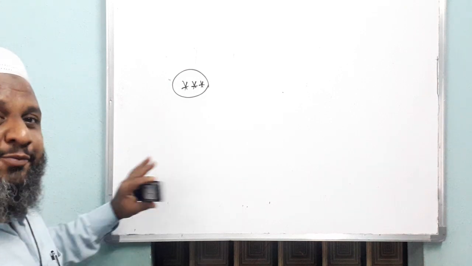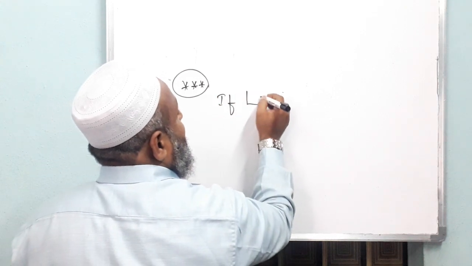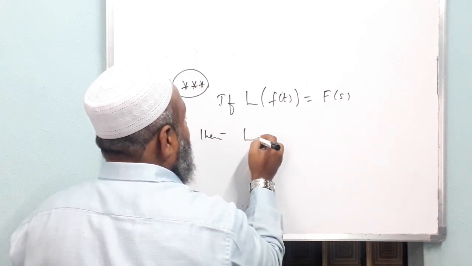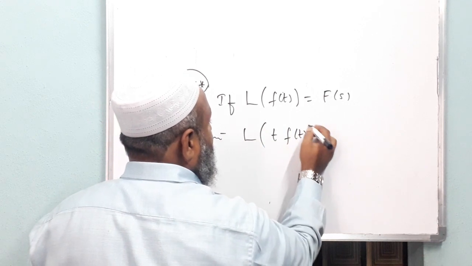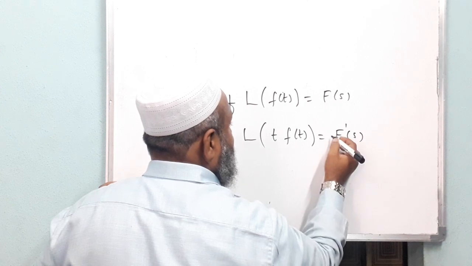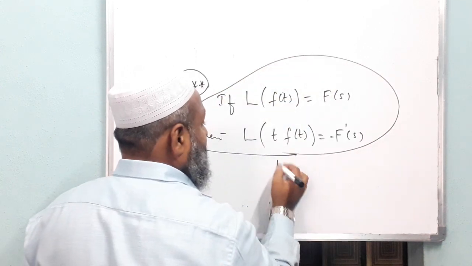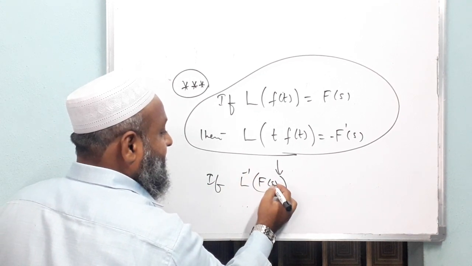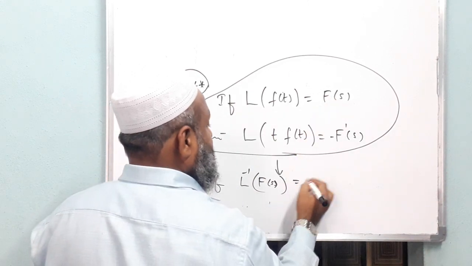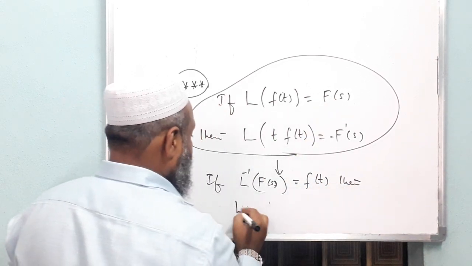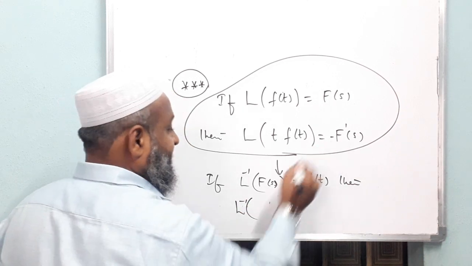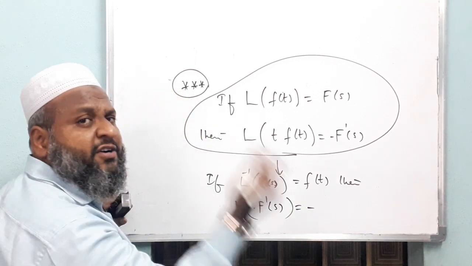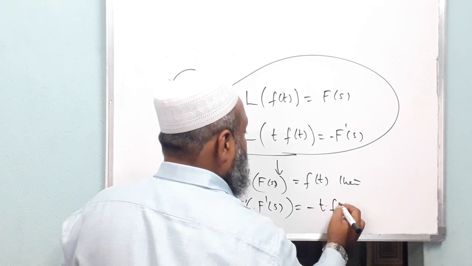Now a very important point to be noted: if L of f of t is F of s, then L of t into f of t is equal to minus F dash of s. Now if we read this concept in inverse transforms, then if L inverse of F of s is f of t, then L inverse of F dash s, I should write minus, that minus I am adjusting as per the linearity property, constant can be taken outside, so minus t into f of t.